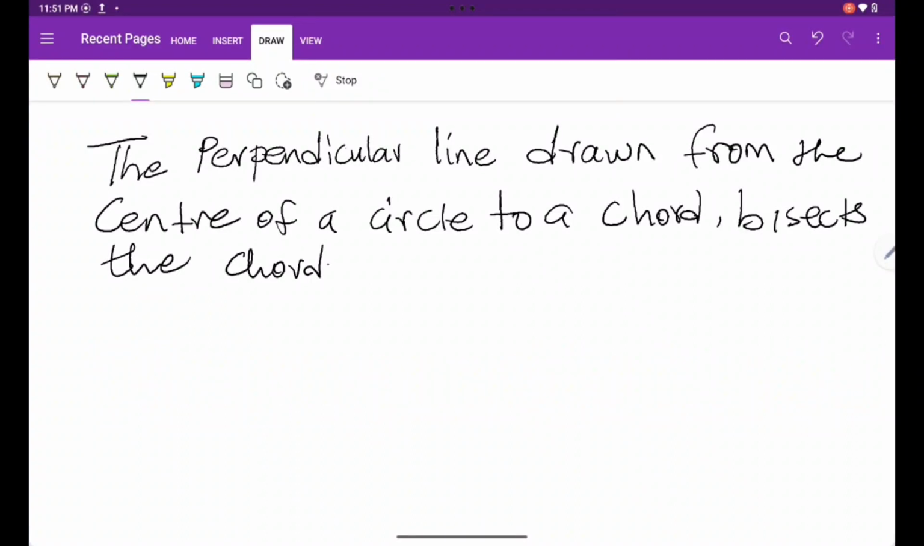Welcome to today's lesson. Today we are looking at this theorem, which is actually the converse of the other theorem we did. The perpendicular line drawn from the center of a circle to a chord bisects the chord. Right, let's look at the situation here.